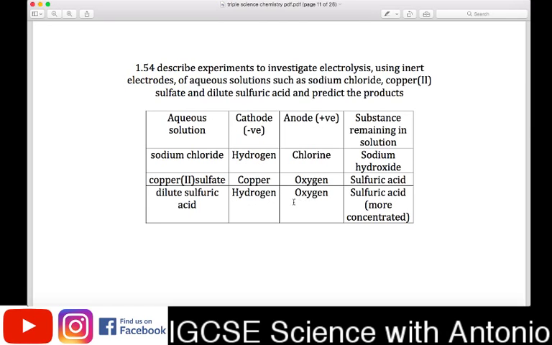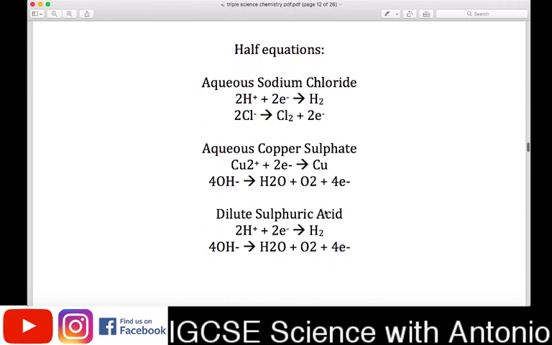Now, if you take dilute sulfuric acid and do electrolysis, you get hydrogen gas produced at the cathode and oxygen gas at the anode. All right, and you end up with more concentrated sulfuric acid. Okay, and here are the half equations.